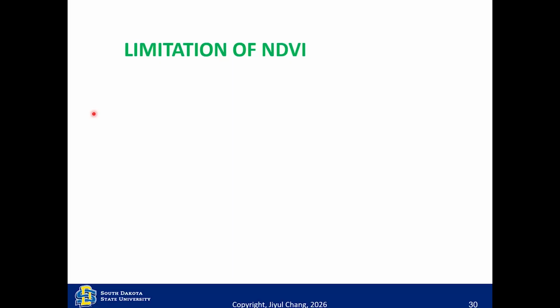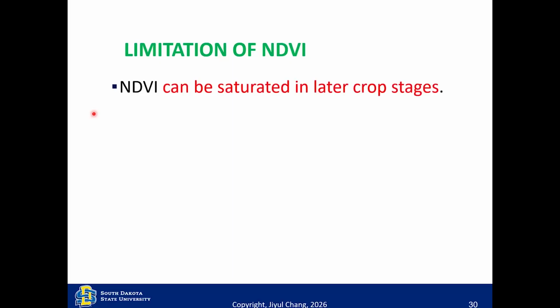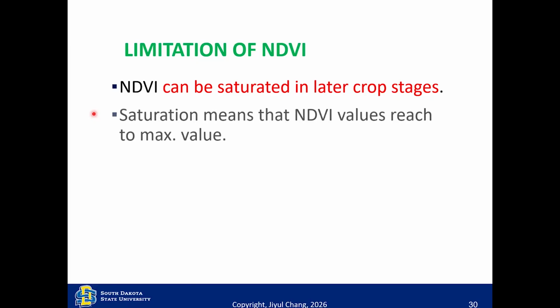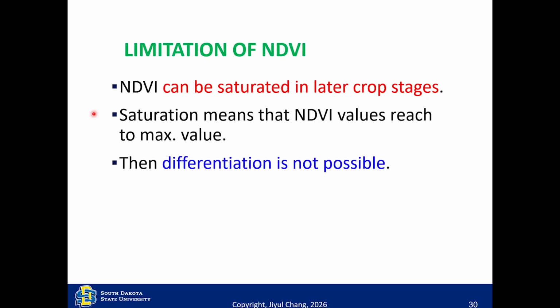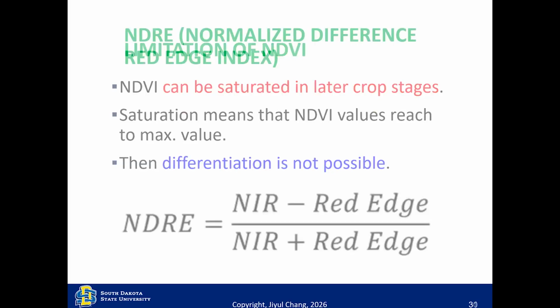There are also some limitations of NDVI. The limitation is saturation. NDVI can saturate at the late crop stage, like the end of July or the beginning of August. That is the peak time, when plants are very green, and the NDVI values can be saturated. If these values are saturated, that means differentiation is not possible. That's one limitation of NDVI.